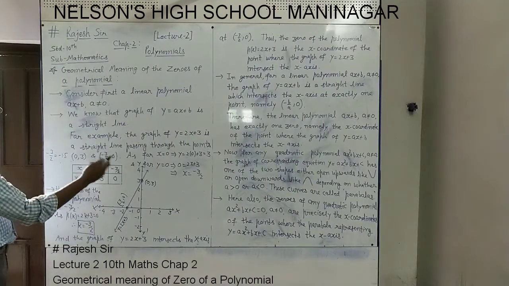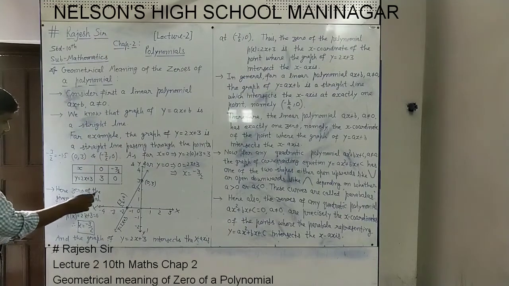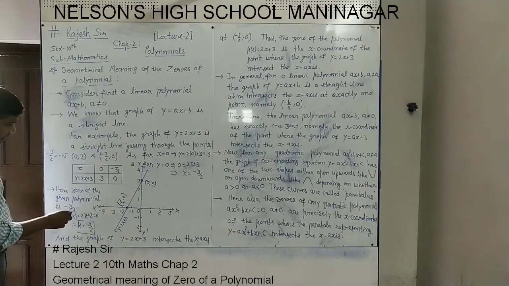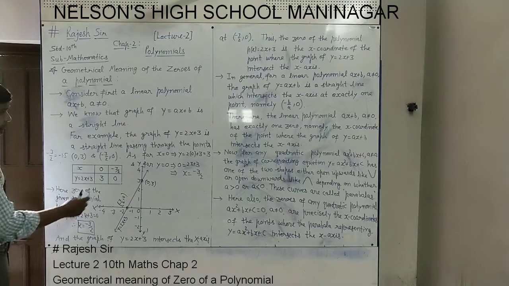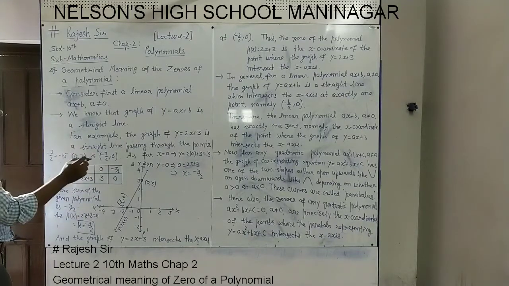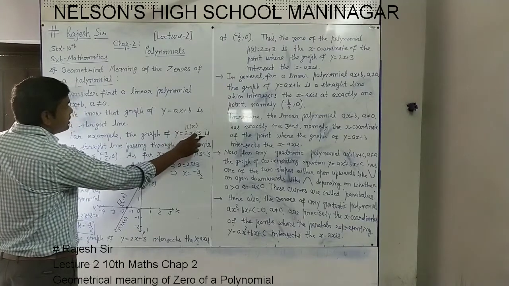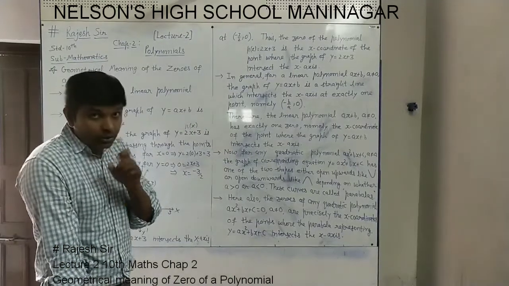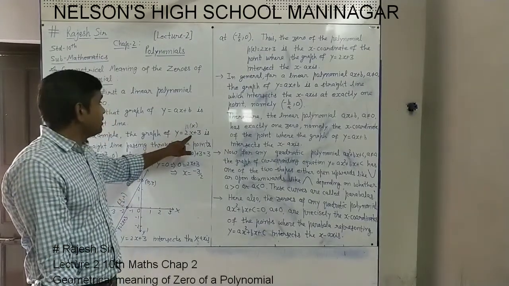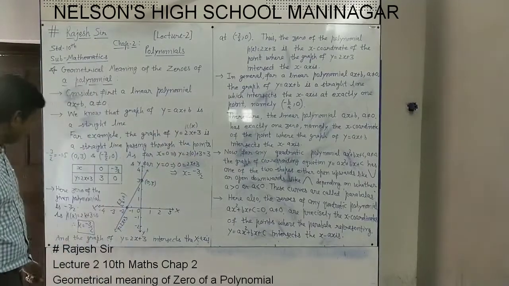Now we will find the zero of this example linear polynomial. Here the zero of the given polynomial is minus 3 by 2. Why? In the previous lecture we have seen how to find the zero. Suppose the polynomial p(x) equals 2x plus 3. The real number k is called a zero when x is replaced by k and p(k) equals 0. That way we will find it.